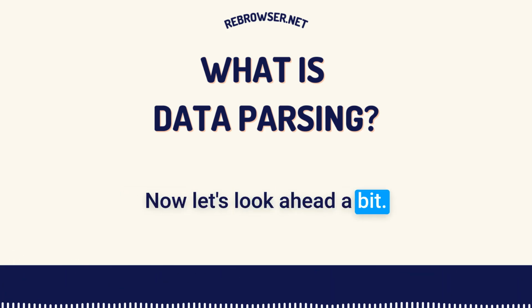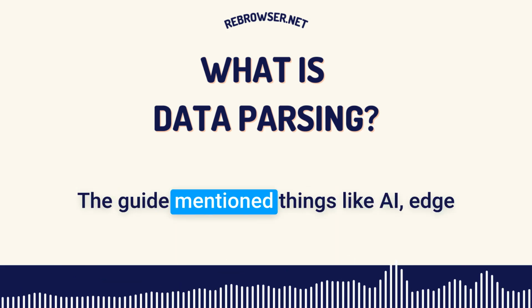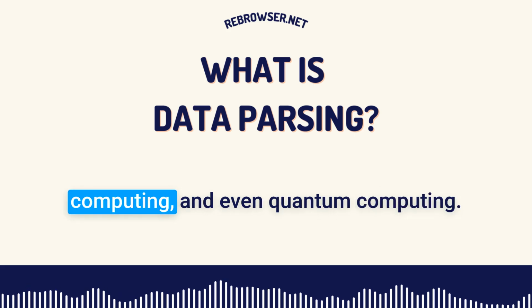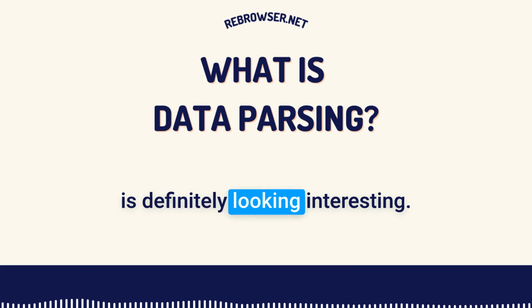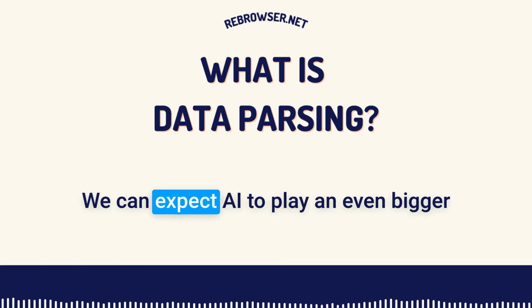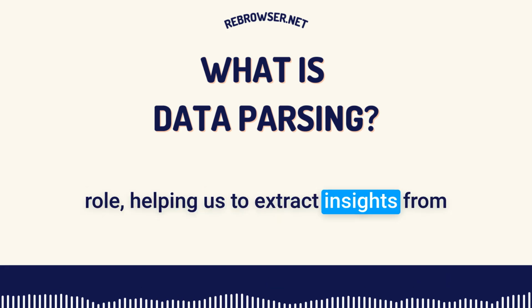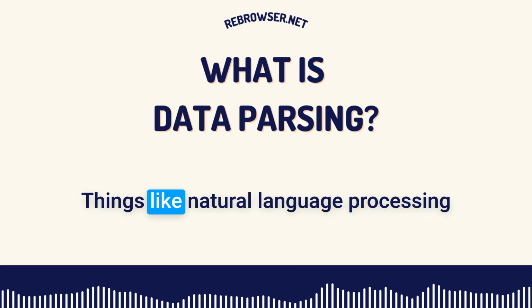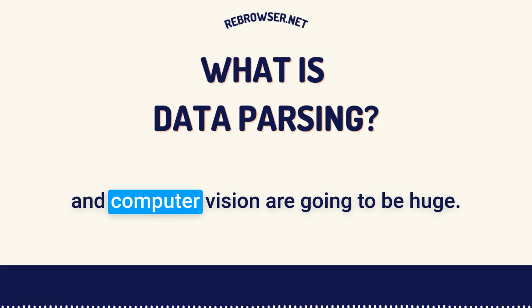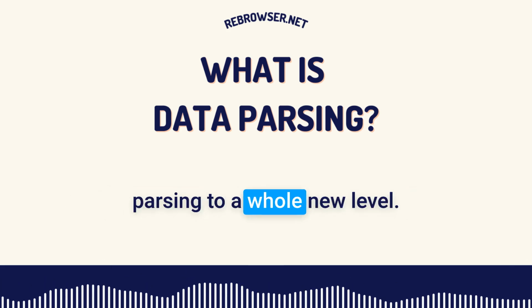Okay, so that's a great overview of some best practices. Now let's look ahead a bit. What are some of the exciting trends emerging in data parsing? The guide mentioned things like AI, edge computing, and even quantum computing. Yeah, the future of data parsing is definitely looking interesting. We can expect AI to play an even bigger role, helping us to extract insights from increasingly complex and unstructured data. Things like natural language processing and computer vision are going to be huge. So AI is going to take data parsing to a whole new level.